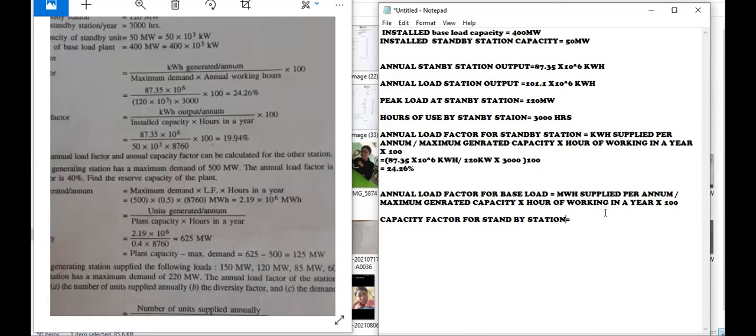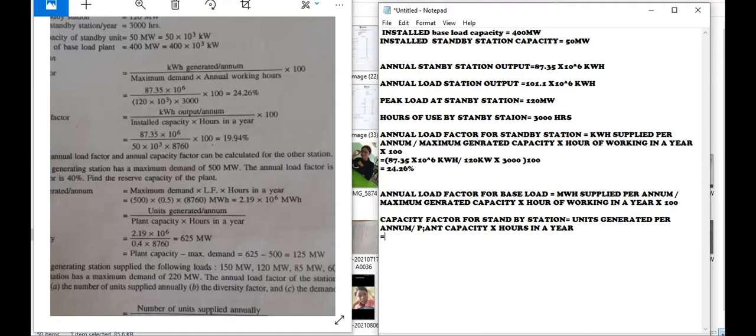The formula is units generated per annum divided by the plant's capacity times hours in a year. So, units generated per annum divided by the plant capacity times hours of working or hours in a year.